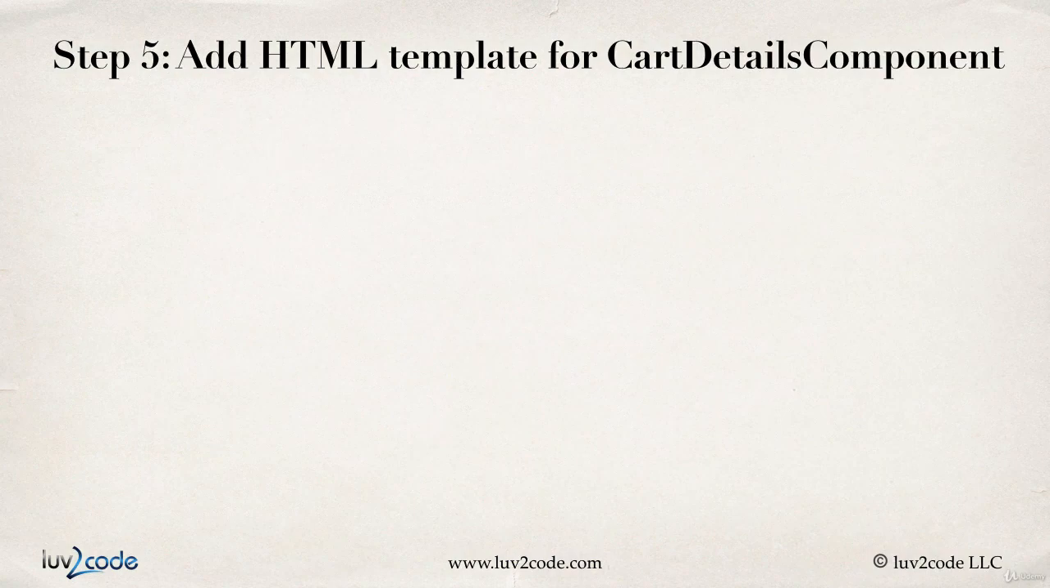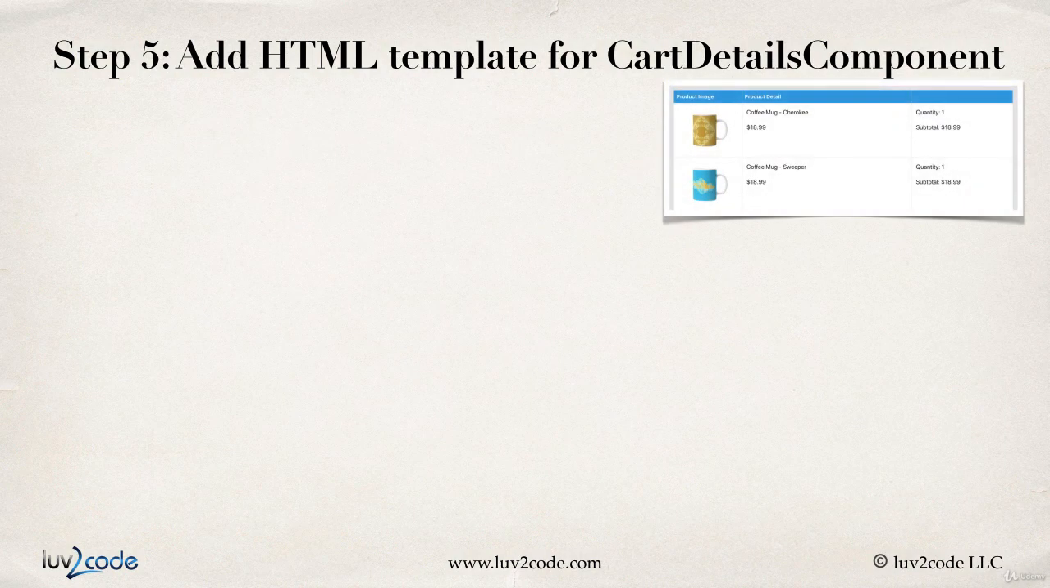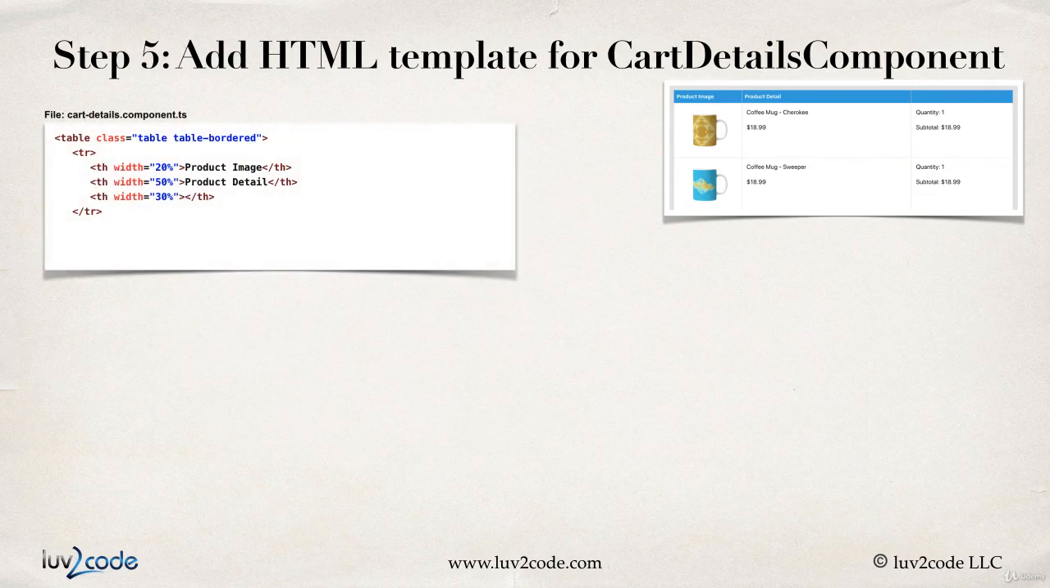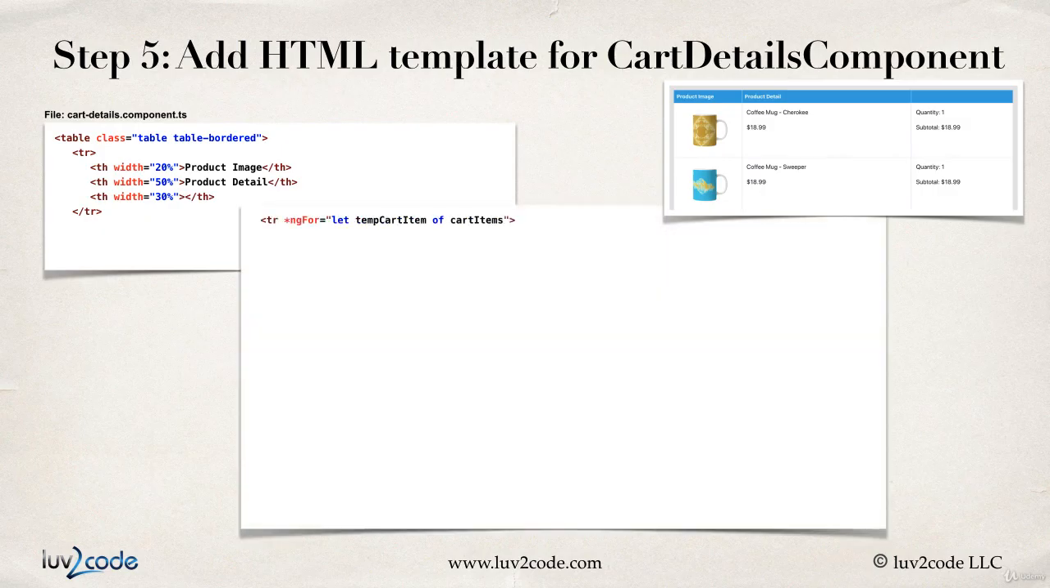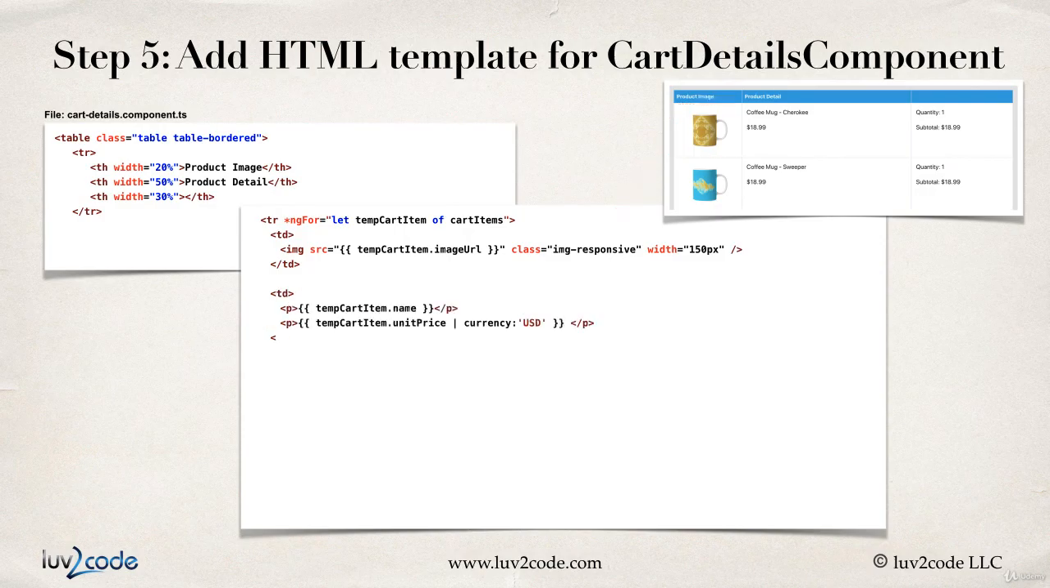And then finally in step five, we'll add the HTML template for the cart details component. So basically we're building an HTML table. So I'll set up my table headers here for a product image, product detail. And then I'll simply loop through the cart items. So I'll have this tempCartItem. I'll display the image URL, and then also the name and the unit price.